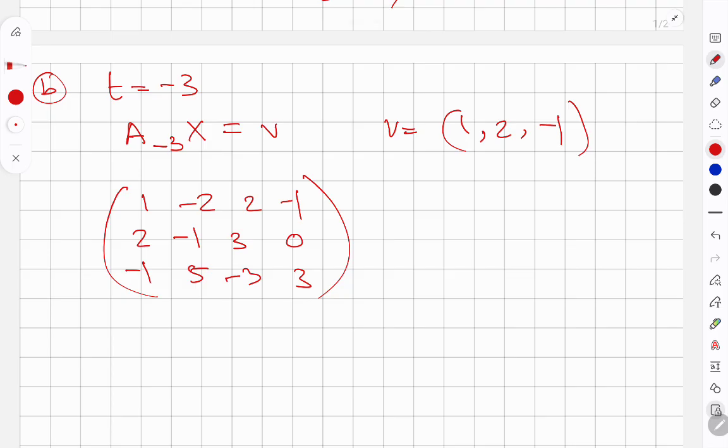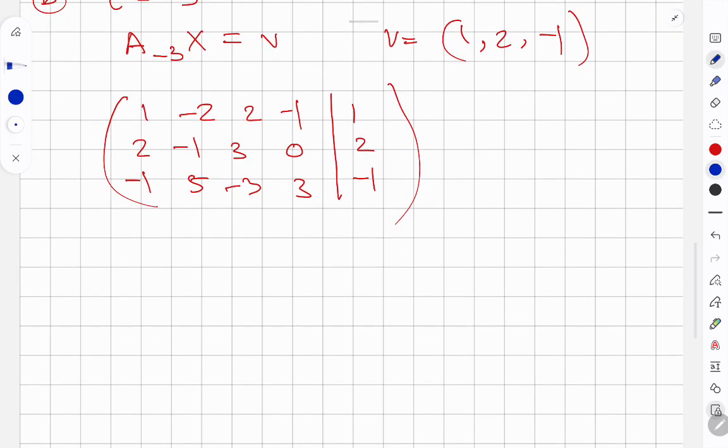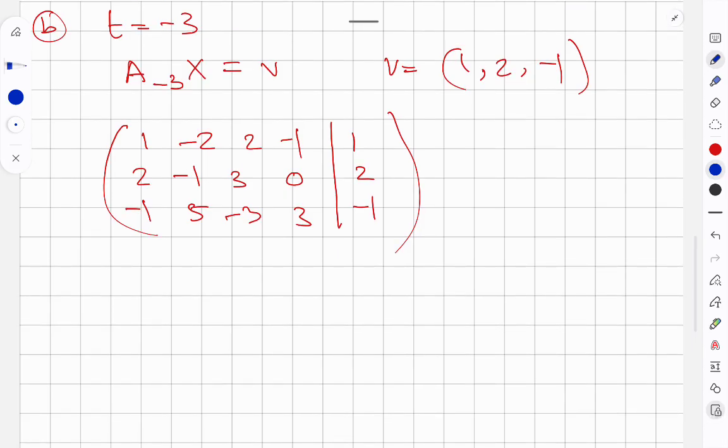Now is it correct? I took it from the first. And this is a non-homogeneous equation, so this is 2, this one. Now you need to do the row echelon form, as I did in the first step. Do you remember what I did? Just copy it from there and you have to do the operation over here.